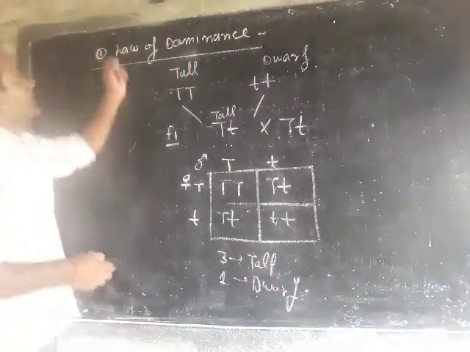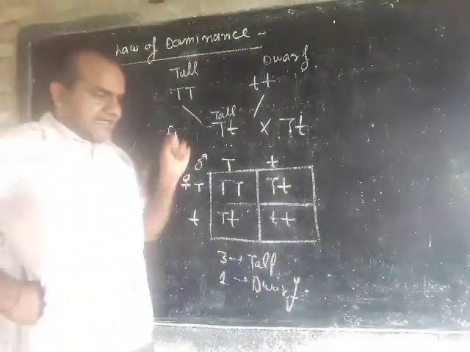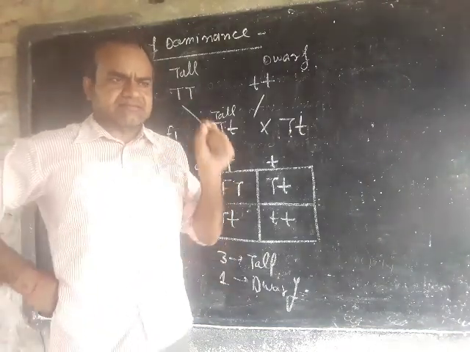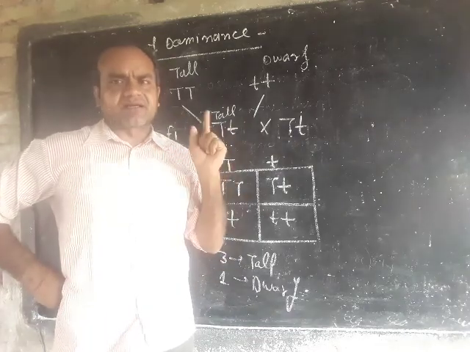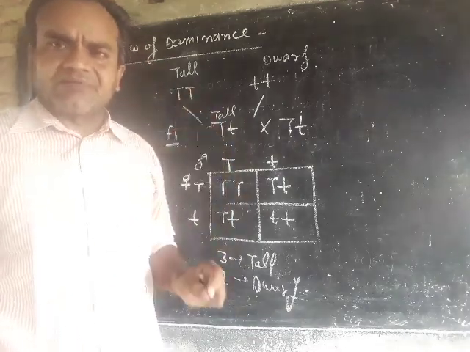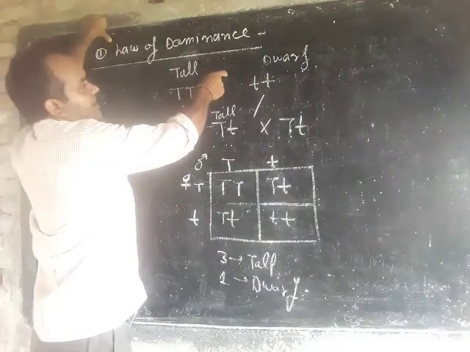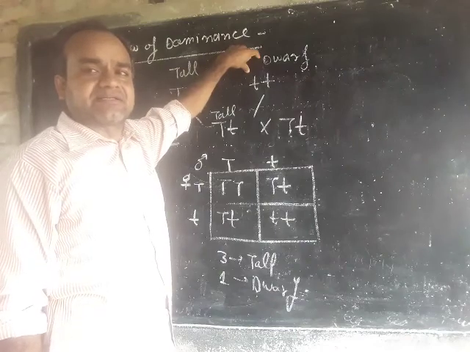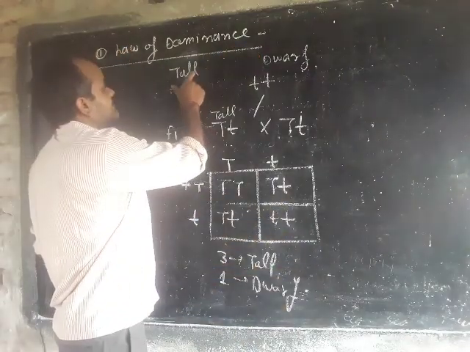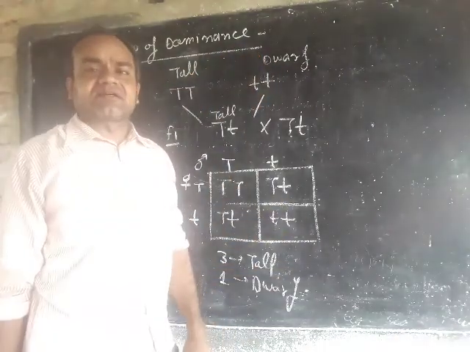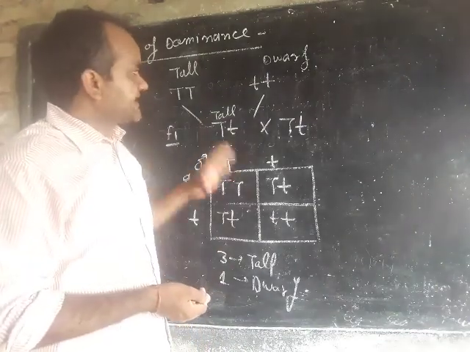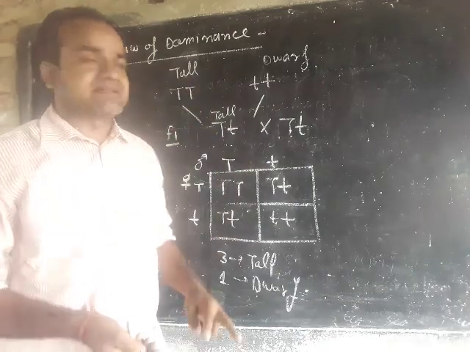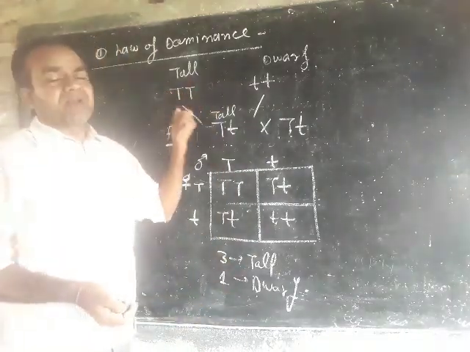Good morning. We have learned in earlier classes about monohybrid cross, dihybrid cross, test cross and back cross. In a monohybrid cross, we study the inheritance of one contrasting character. Contrasting means opposite, that is, tall and dwarf characters. In a dihybrid cross, we study the inheritance of two contrasting characters between two plants.